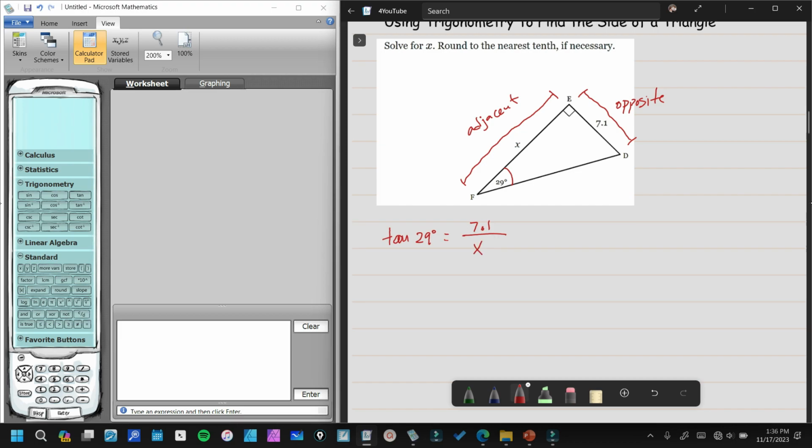Now there's a shortcut here. If you have this kind of equation, all you need to do is switch the places of tangent 29 degrees and x. You switch those two. But maybe you're thinking, why? Okay, so here's the reason behind that.